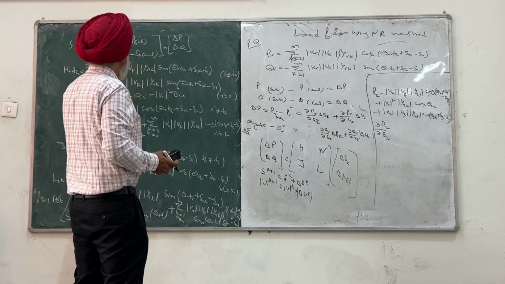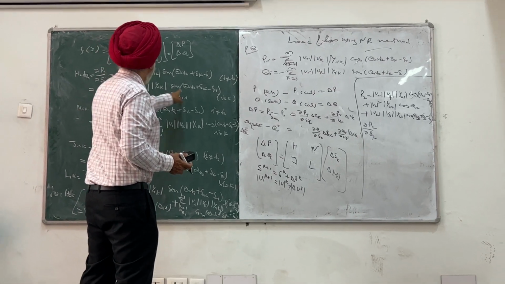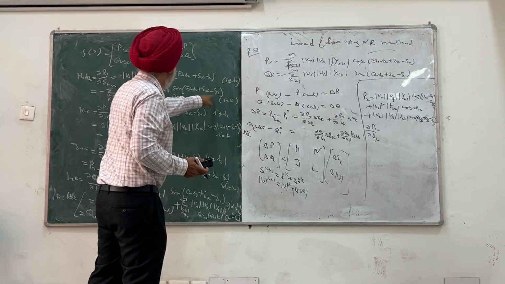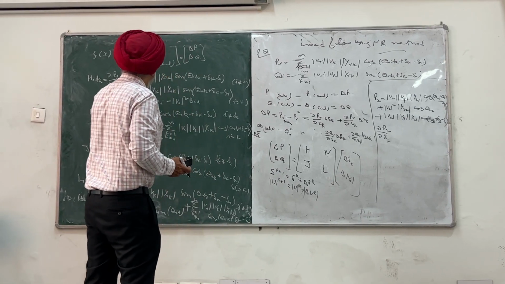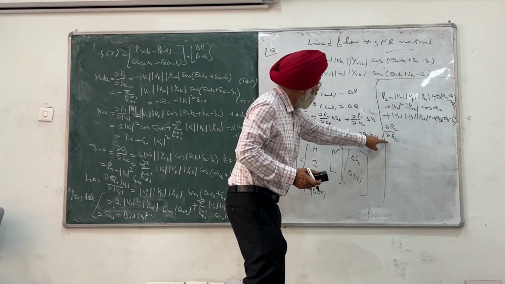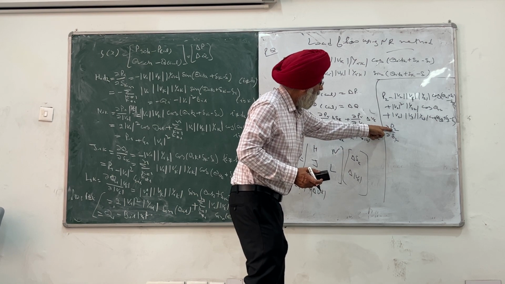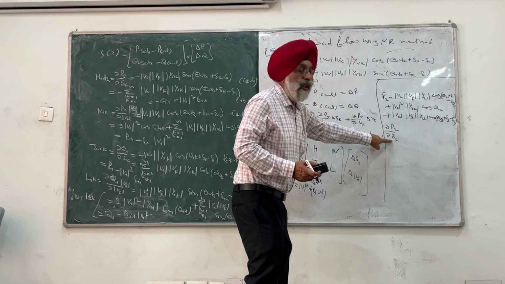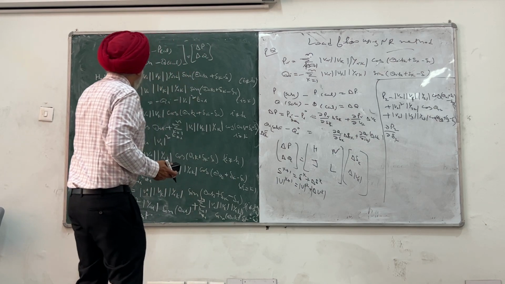I is not equal to k. So here we have the sum. When I is equal to k, this term is I is equal to k. So we have the derivative will be like this.